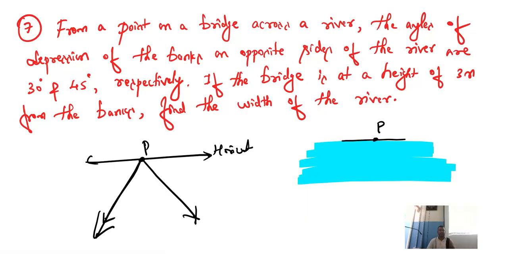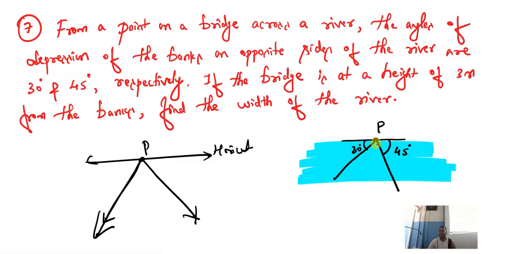Now, on the first side, the angle of depression is 30 degrees. So let me say this is my 30 degrees. This is my first angle of depression. The first angle of depression is 30 degrees and the second angle of depression is 45 degrees. You can imagine how much it could be; 45 degrees will be a bit more than 30 degrees. So this is my 45 degrees. Can I write? Understood the concept? So from a point P on a bridge, the first angle of depression is 30 degrees. In the opposite side, the angle of depression is 45 degrees.